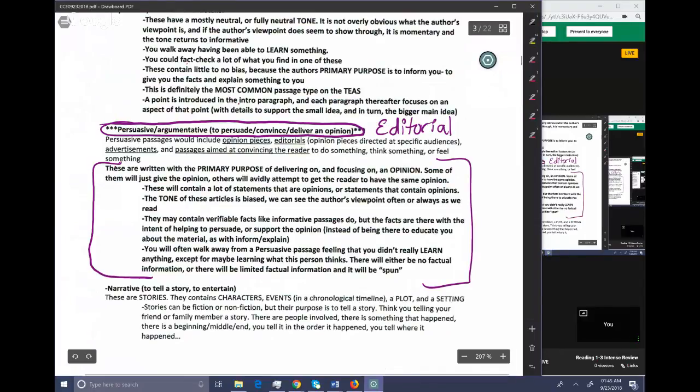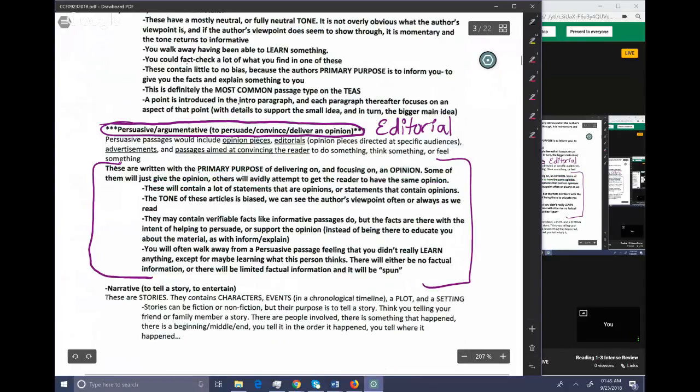So these are written with the primary purpose of delivering an opinion or focusing on an opinion. There's something wrong with the wording here. Sorry about that. But delivering or focusing on an opinion. Some of them will just give the opinion. Others will avidly attempt to get you to have the same opinion.